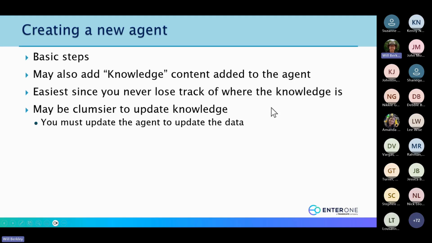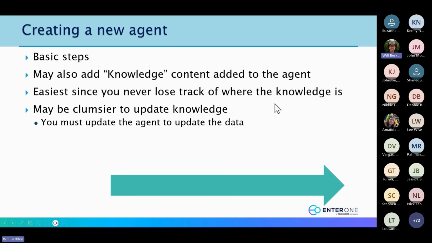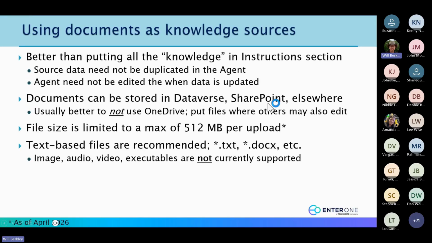All right. So rather than doing it that way, there's another option, and that's for us to tie the agent to specific data that's outside of the agent. All right, outside of the agent. It could be in the Dataverse, it could be in SharePoint, it could be in OneDrive, but this isn't like set in stone. But my personal recommendation, even though you can use OneDrive, I would recommend you don't.